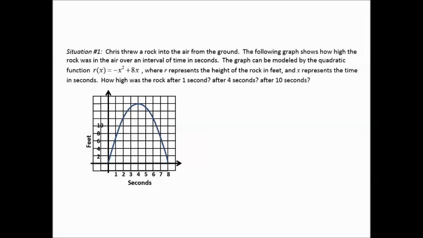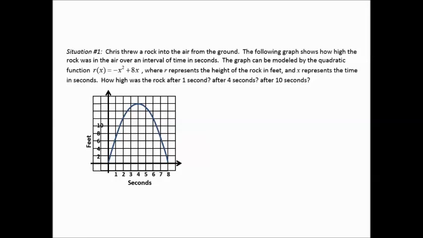In situation number 1, Chris threw a rock into the air from the ground. The following graph, right here, shows how high the rock was in the air over an interval of time in seconds. The graph can be modeled by the quadratic function r of x equals negative x squared plus 8x, where r represents the height of the rock in feet and x represents the time in seconds. How high was the rock after 1 second, after 4 seconds, after 10 seconds? So we're going to use this graph to answer these questions.